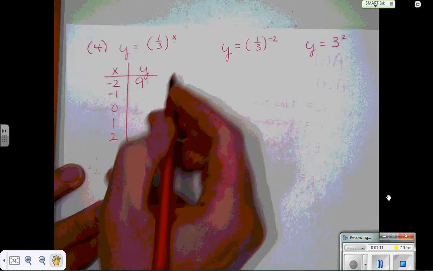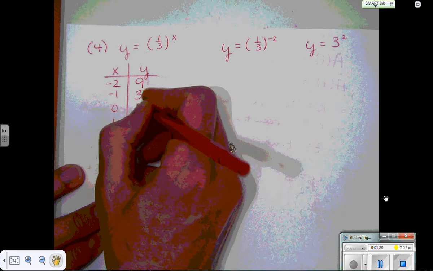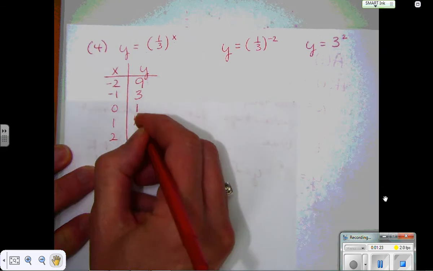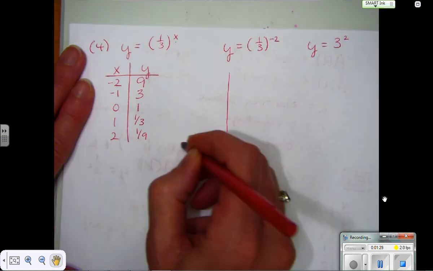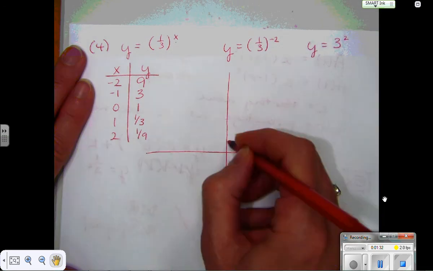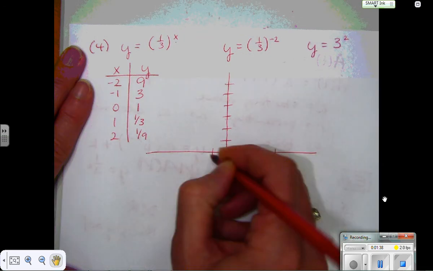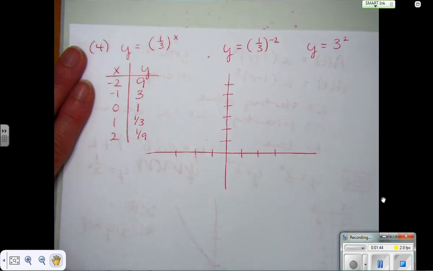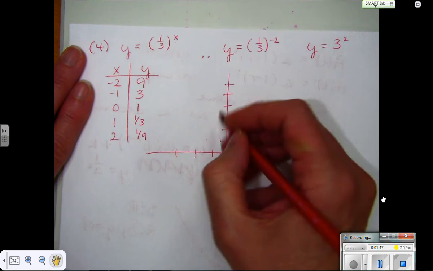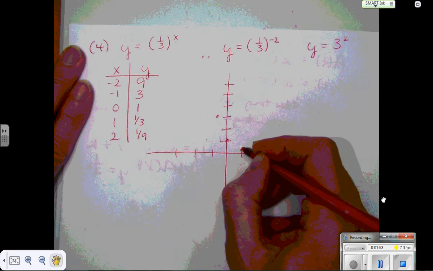When x is -1, y is going to be 3. What is y going to equal when x is 0? 1. That's right. Okay, when x is 1, y is going to be 1/3, and when x is 2, y is going to be 1/9. So let's graph those points. Okay, -2, 9. That value is way up there, so I'm just going to put a little dot there to represent it because I didn't go up that far. And -1, 3, 0, 1, 1 and 1/3, and 2 and 1/9.